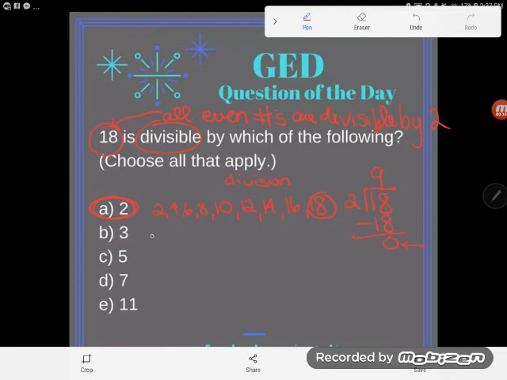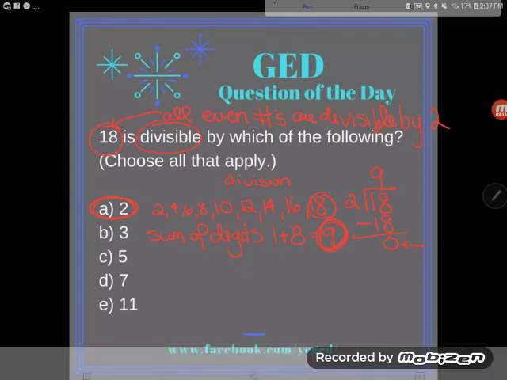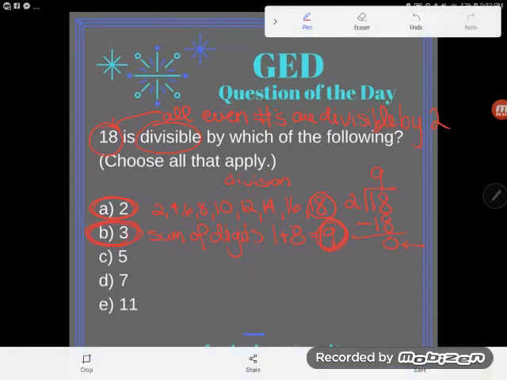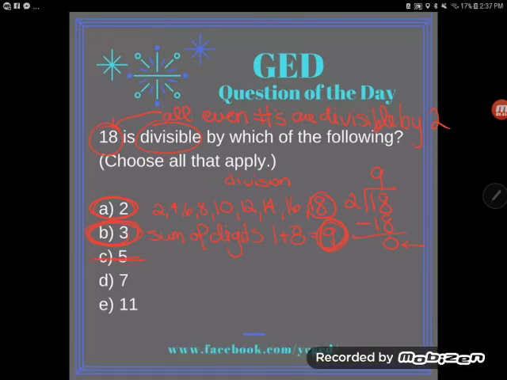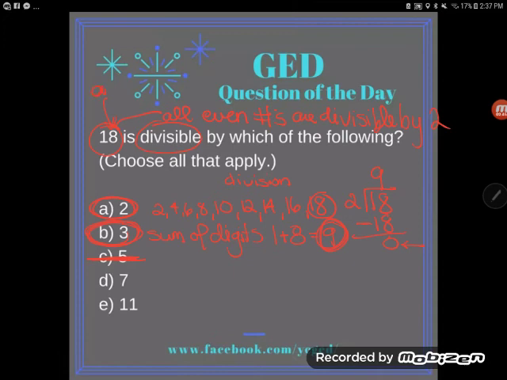So, okay, the divisibility trick for 3 is the sum of digits trick. You just add together the digits in your number, so 18. I'll add together the 1 and 8 in 18. If I get something on the 3 times tables, 9 is on the 3 times tables, then 18 is also divisible by 3. I know my divisibility trick for 5. If it was divisible by 5, the number would end in 5 or 0. It does not. It ends in 8, so not 5.